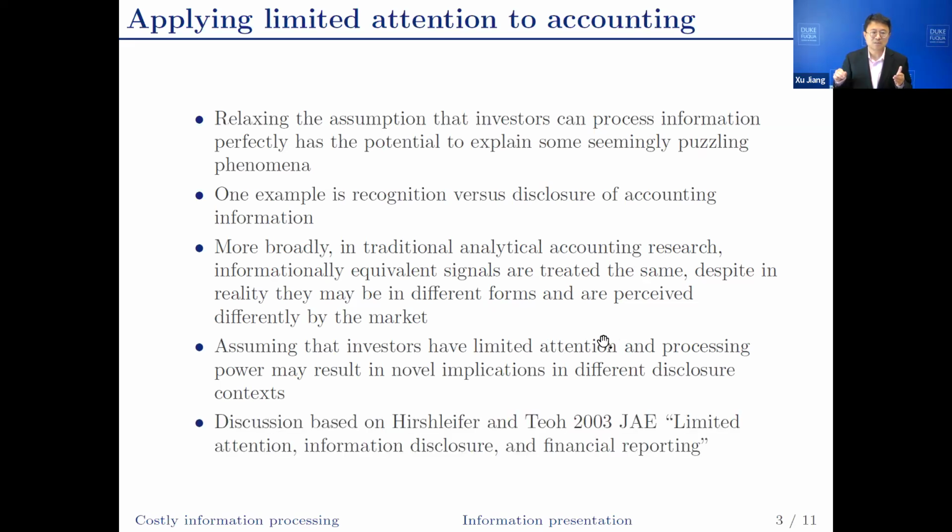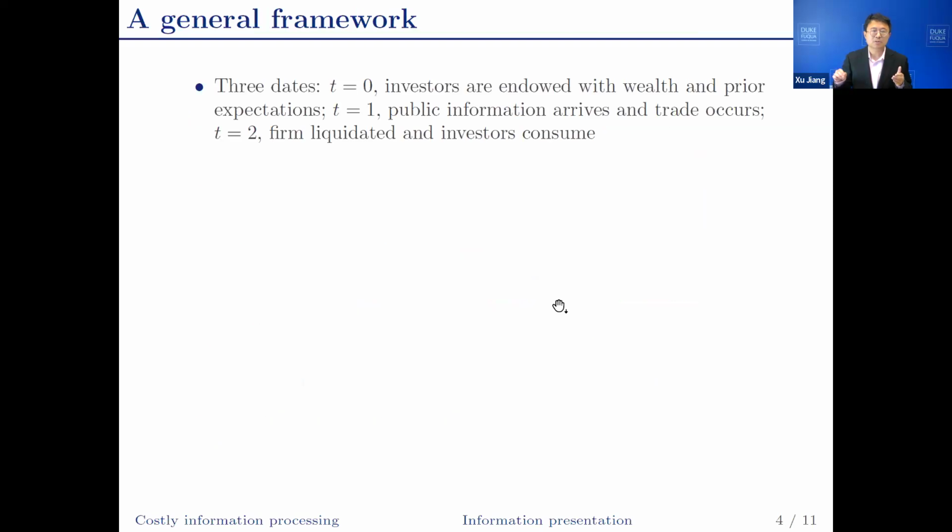The discussion of this lesson is based on Hirshleifer and Teoh 2003 JAE paper. Their paper proposes a standard asset pricing framework and then discusses accounting implications. So the framework has 3 days. At day 0, investors are endowed with wealth and they form some prior expectations about certain exogenous states of nature. At day 1, public information arrives and trade occurs.